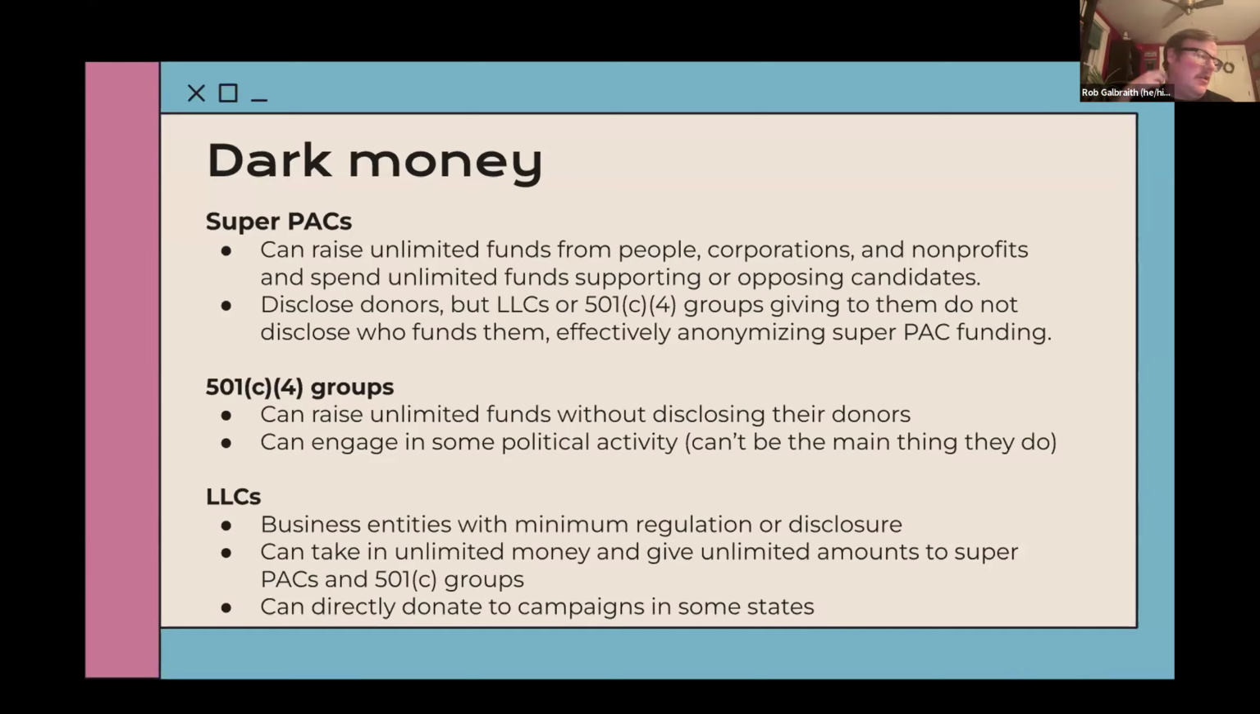Now, New York passed some rules to try to cut this back, but in a lot of other states, LLCs can still give directly, and they are some of the most difficult types of business organizations to unwind and try to figure out who's behind them.